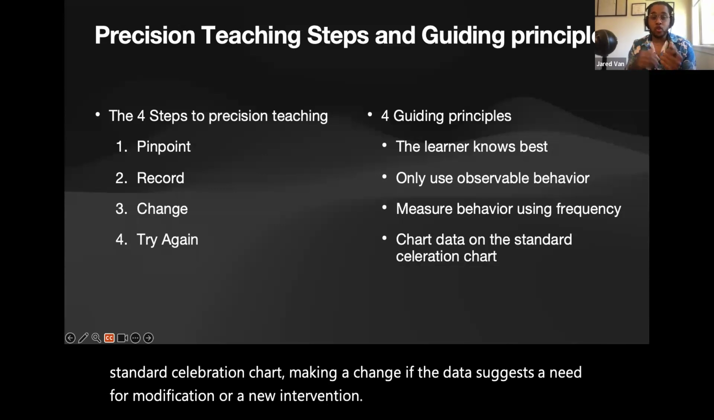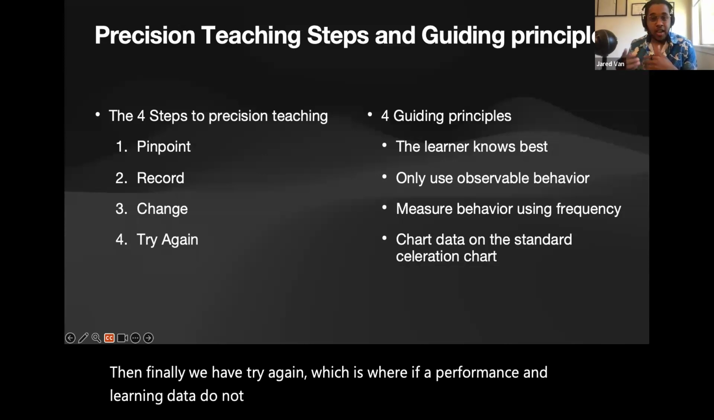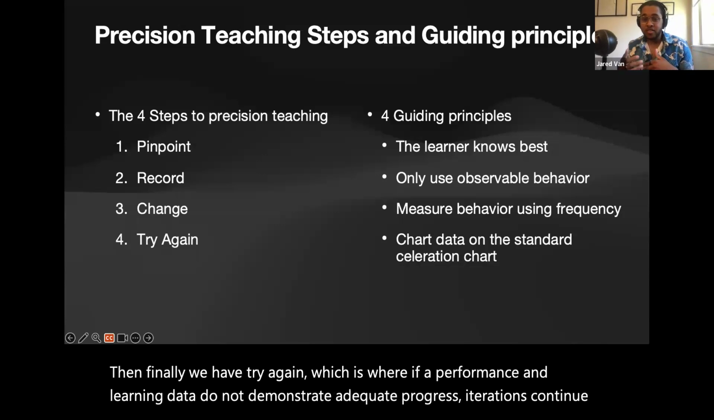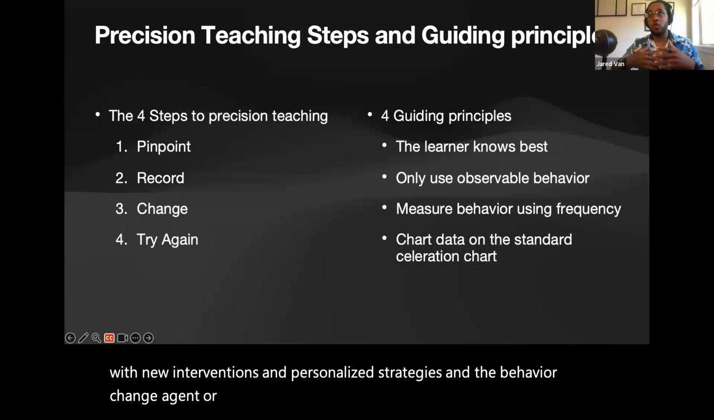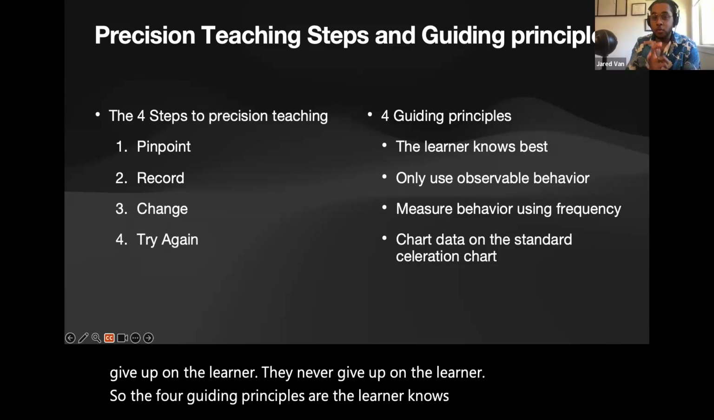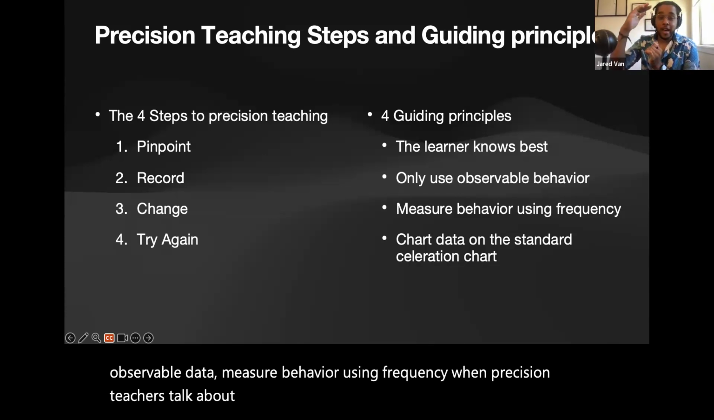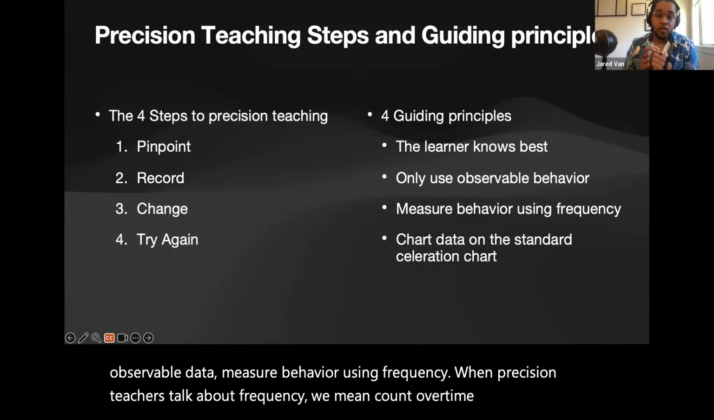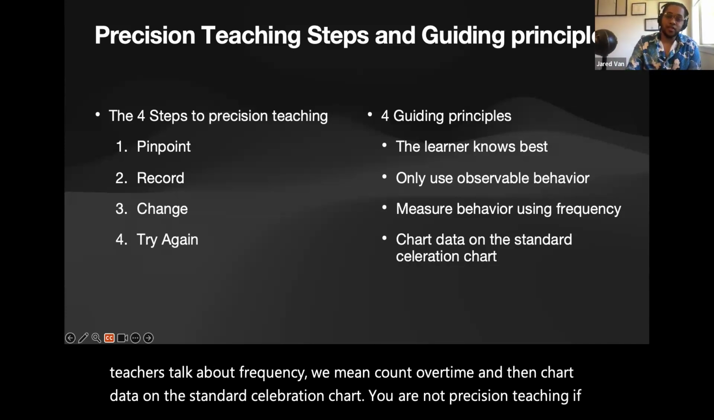Then finally, we have try again, which is where if performance and learning data do not demonstrate adequate progress, iterations continue with new interventions and personalized strategies. And the behavior change agent, or the teacher or behavior analyst, never changes and gives up on the learner. They never give up on the learner. So the 4 guiding principles are: the learner knows best, use only observable data, measure behavior using frequency. When precision teachers talk about frequency, we mean count over time, and then chart data on the standard acceleration chart. You are not precision teaching if you're not using the standard acceleration chart.